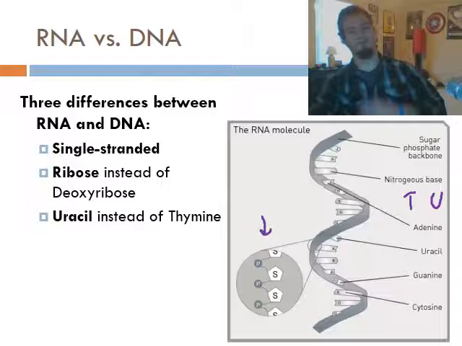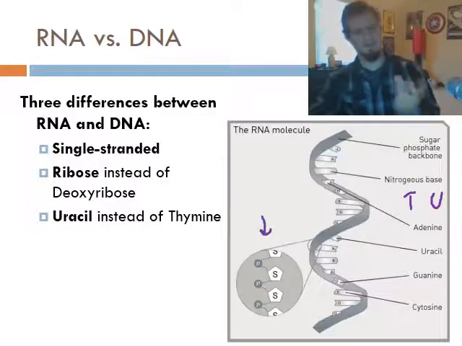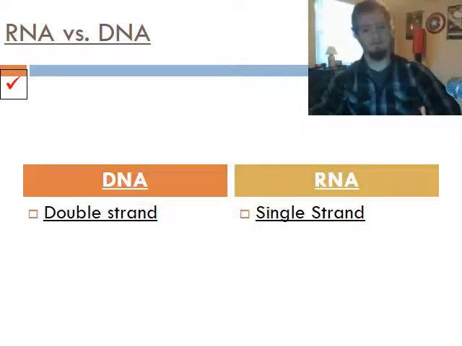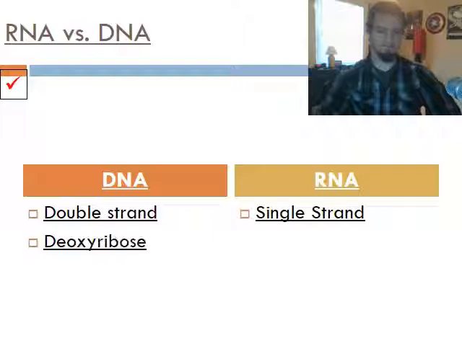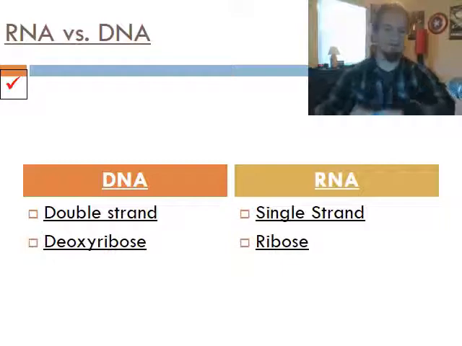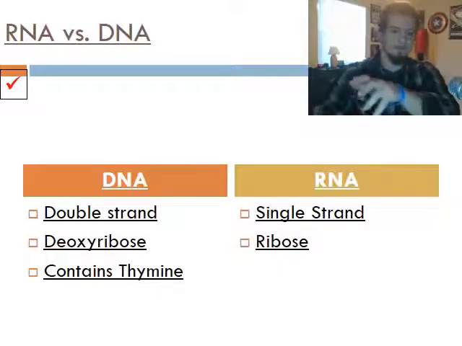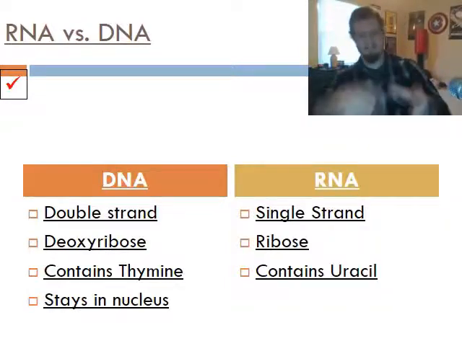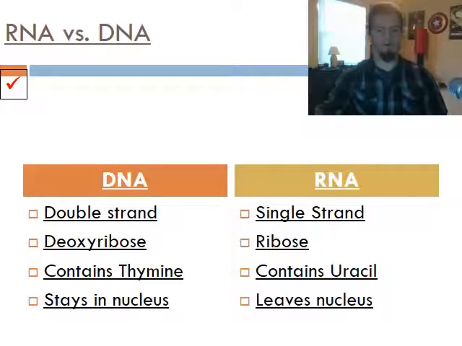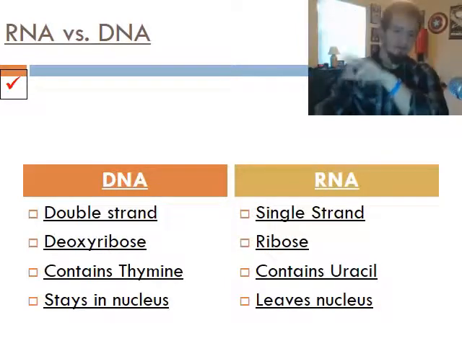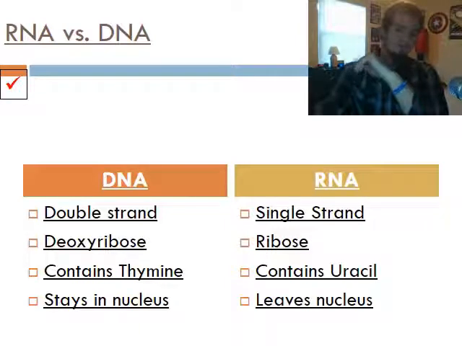So let's go ahead and look at the main differences between DNA and RNA in a little bit more depth. DNA is a double strand, whereas RNA is a single strand. DNA uses the sugar deoxyribose, whereas RNA uses ribose. DNA contains thymine, whereas RNA contains uracil. And DNA has to stay inside the nucleus, whereas the RNA can leave and pretty much float freely wherever it needs to go. So it can go from the nucleus to the cytoplasm, ultimately hooking up with the organelle that makes our protein, the ribosome.